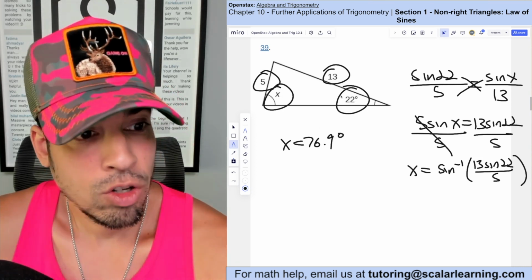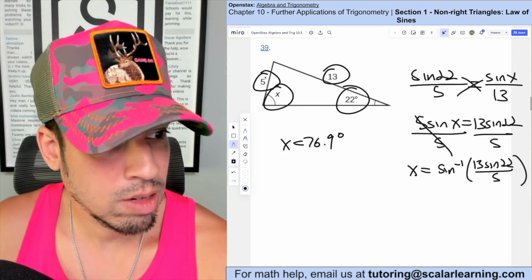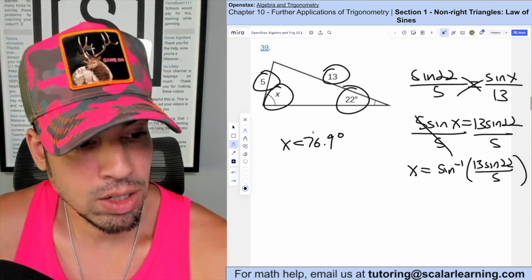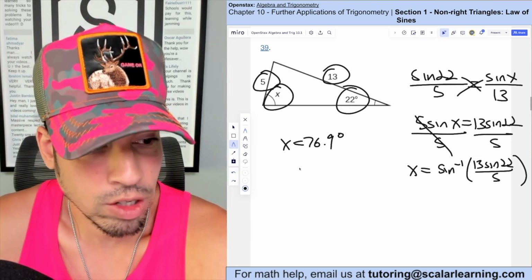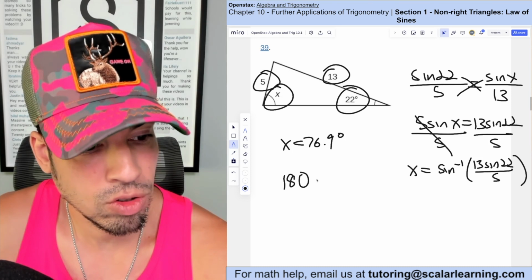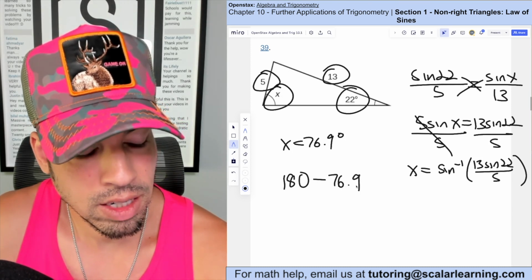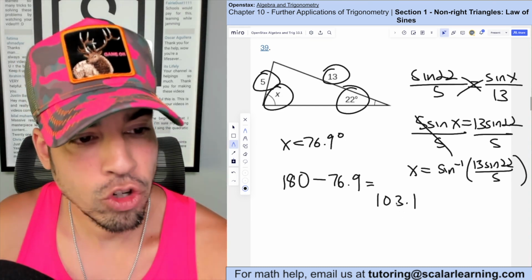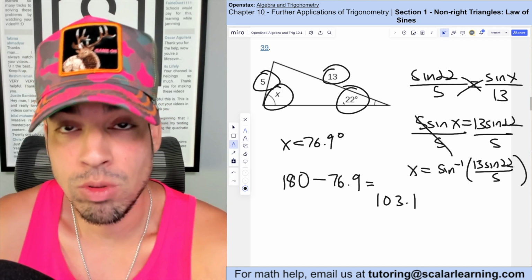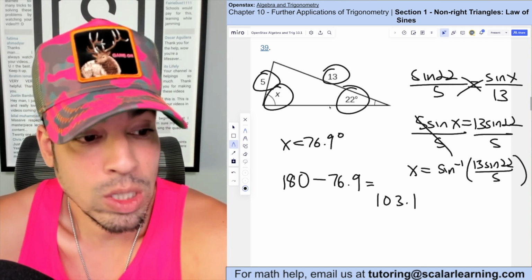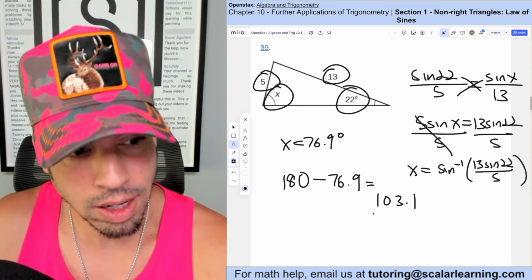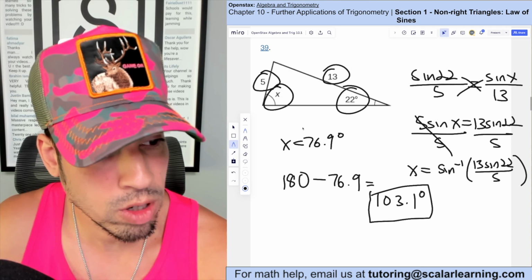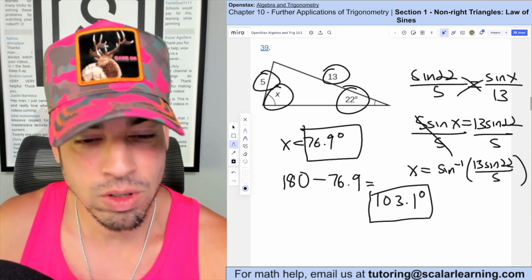Now, this could be an ambiguous triangle case, right? Because think about it, we have side, side, and angle. So now to figure out if this is indeed an ambiguous triangle, meaning there are two possible values for x, we have to subtract this new angle from 180. And that's going to give us 103.1. And then the question is, 103.1 plus 22, is that less than 180? It is. That means that we do have a second triangle and we do have a second value for x, which is this value. So we have two values for x. We have 103.1 degrees or 76.9 degrees. That's how you do it.